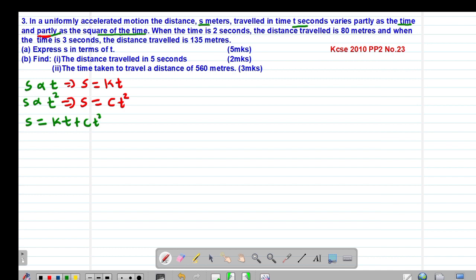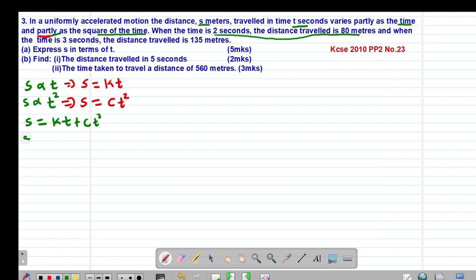In a uniformly accelerated motion, the distance s meters traveled in a time t seconds varies partly as the time and partly as the square of time, so that is t squared. Then we are told that when t is 2 seconds, the distance traveled is 80 meters. So I'm going to substitute these two conditions so that I can get the values of the constants c and k.